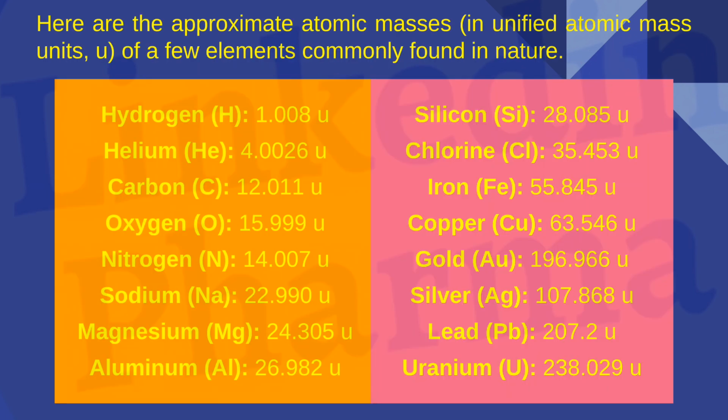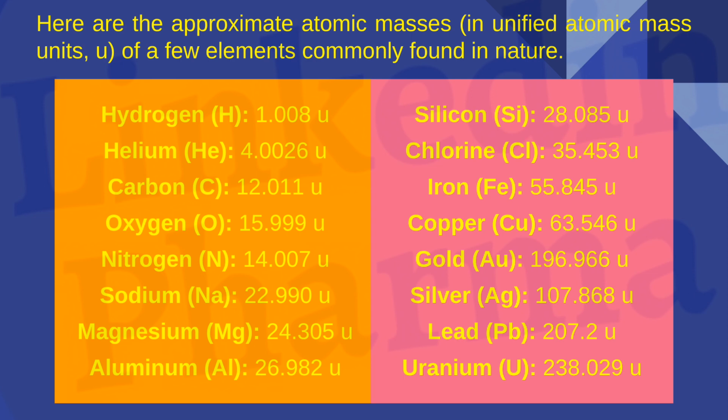Here are the approximate atomic masses, in unified atomic mass units, U, of a few elements commonly found in nature. Hydrogen, H, 1.008 U. Helium, He, 4.0026 U. Carbon, C, 12.011 U. Oxygen, O, 15.999 U. Nitrogen, N, 14.007 U. Sodium, Na, 22.990 U. Magnesium, Mg, 24.305 U. Aluminum, Al, 26.982 U. Silicon, Si, 28.085 U.